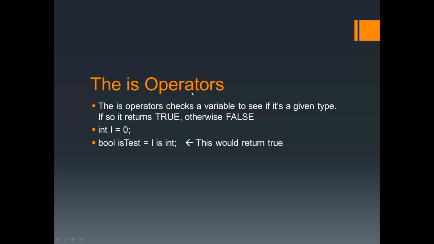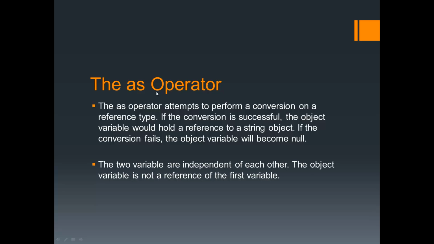So now we can go ahead and take a look at the other one here, and that's going to be the as operator. The as operator attempts to perform a conversion on a reference type. If the conversion is successful, the object variable would hold a reference to a string object. If the conversion fails, the object variable will become null. The two variables are independent of each other.